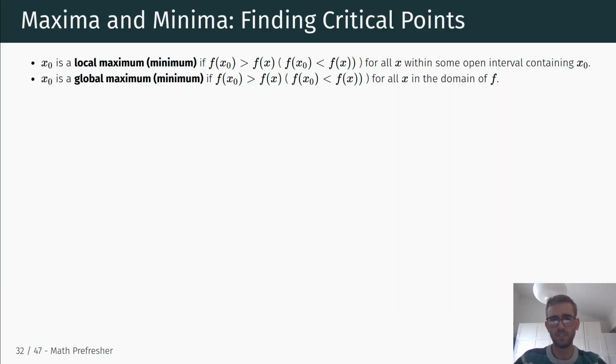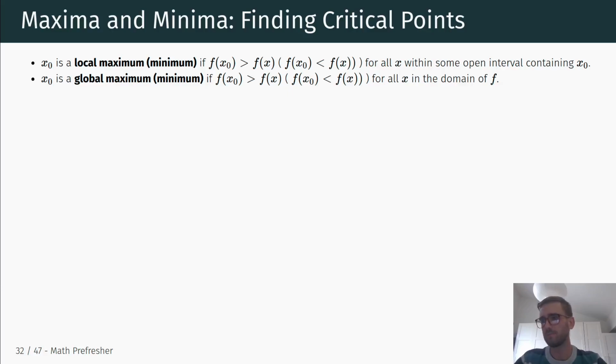The first thing we have to think about when we try to find maxima and minima of a given function is to find what are called critical points, so potential candidates that might be maxima or minima. But before we get to identifying these critical points, first, to clarify what we mean by minimum and maximum, we want to distinguish between local minima and maxima and global minima and maxima.